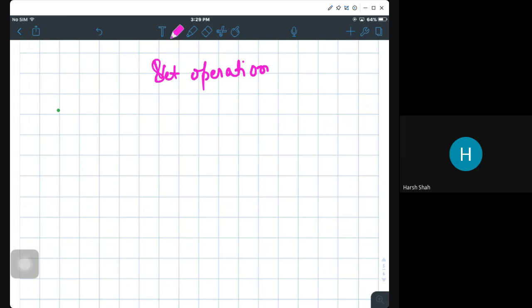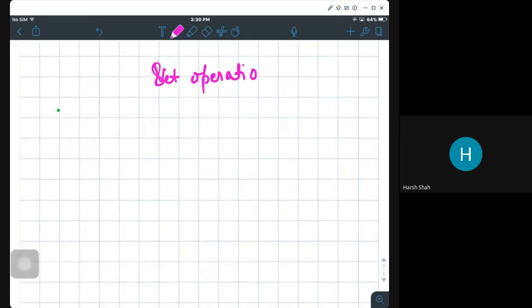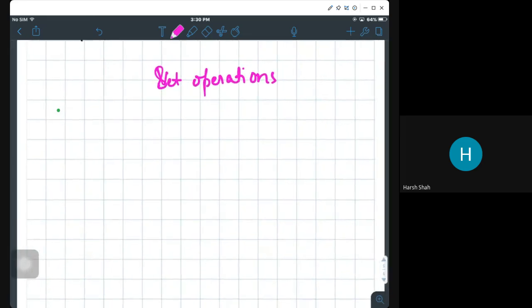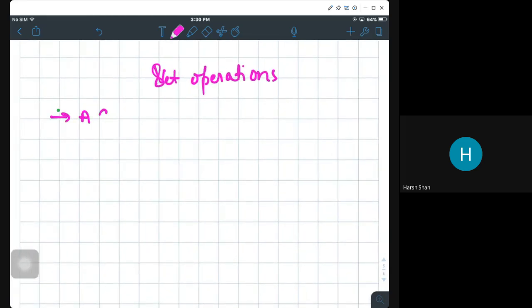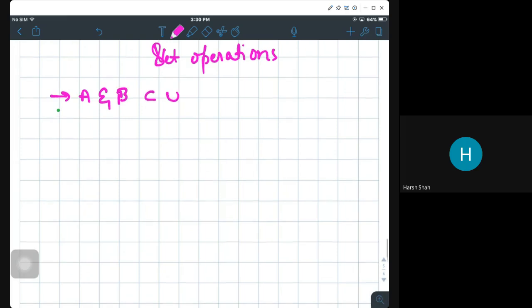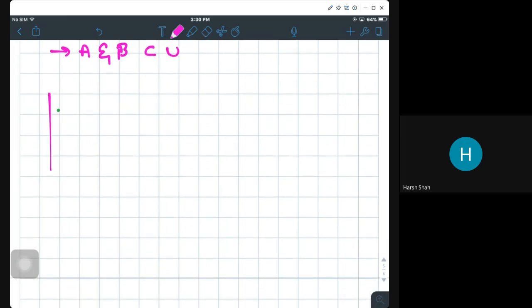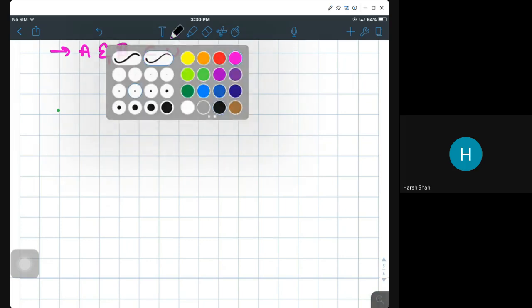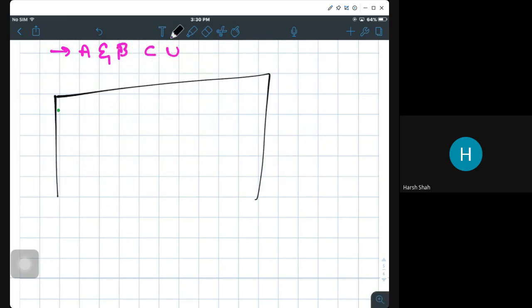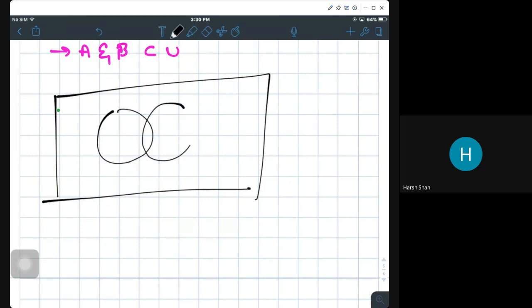Let me consider two sets A and B, and they are from universal set U. A and B are subsets of U. So that means I'll have this diagram which is like this. I'm considering that there are common elements between A and B.